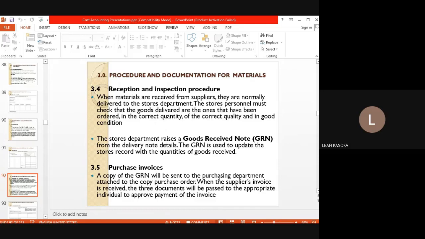Remember what we said at the beginning? One of the things about cost information is that it must be authenticated, meaning you must have authority, which is the document where a particular good is recorded from. Okay, so now we were at a stage where the supplier gives you an invoice.